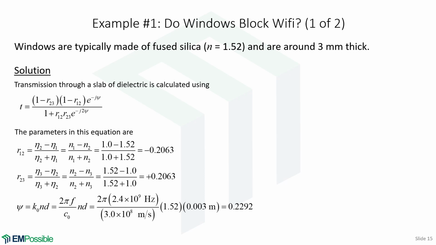At the second interface going from dielectric to air, let's say, it's 1.52 minus 1 over 1.52 plus 1. We get now a positive 0.2063. We knew that this would be the same number with opposite sign. And then we can also calculate psi, and that ends up being 0.2292.